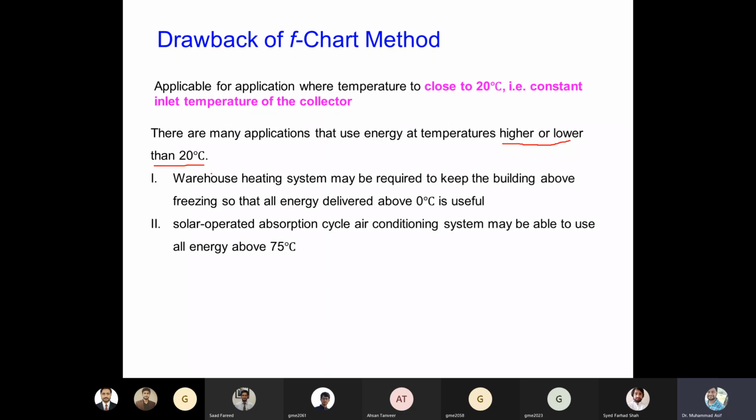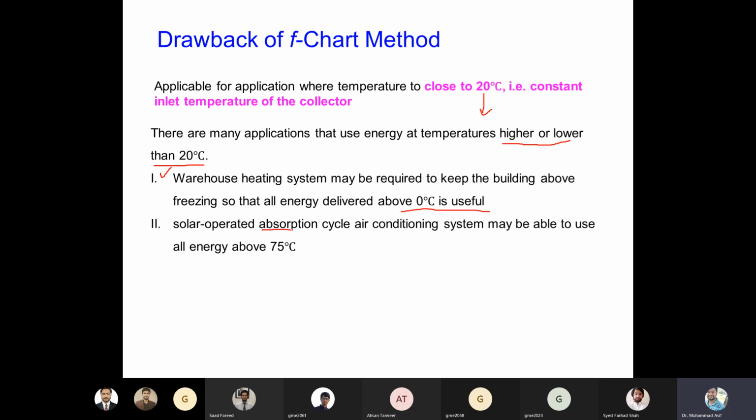I'll give you a few examples. For example, if there is a warehouse where we have stored things, a heating system is required to keep the building above freezing temperature. We don't want the items placed in the warehouse to be in freezing condition. So we need a temperature above 0 degrees C. That could be one application which is away from 20 degrees C, but we can utilize solar energy. Similarly, there is an air conditioning process that we also study in today's class, called the absorption cycle.